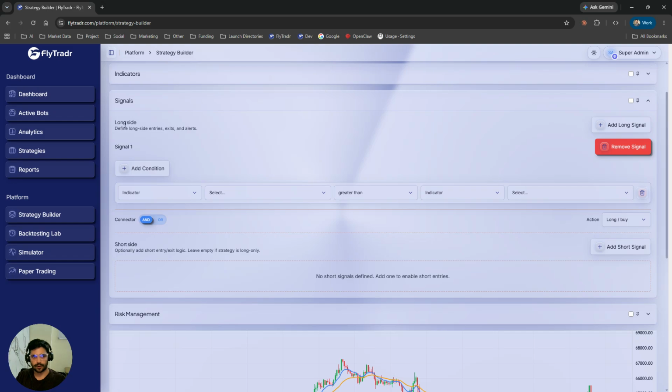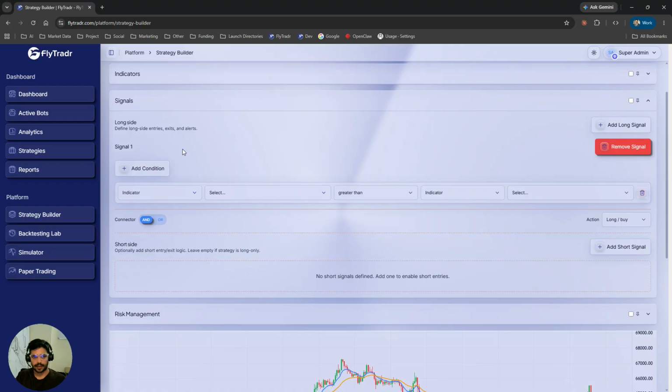Now, as you can see in the signal section, there are two types of signals. First one is the long side. Long side is when you are trading if the market goes up, right? Other one is the short side. That again means you're trading, you're basically selling and betting on the market to go down. So these are the two sides, and each side can have multiple conditions and multiple actions.